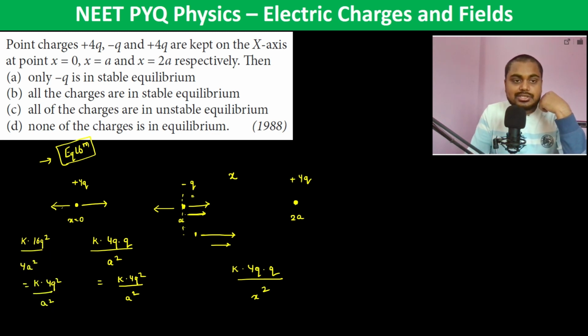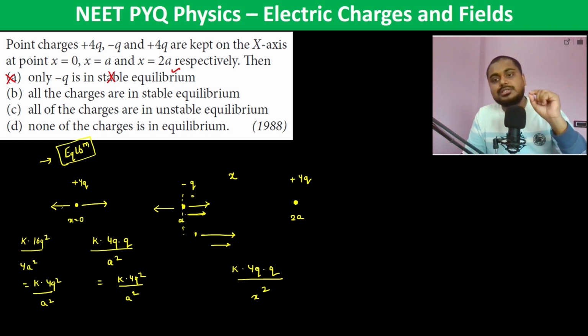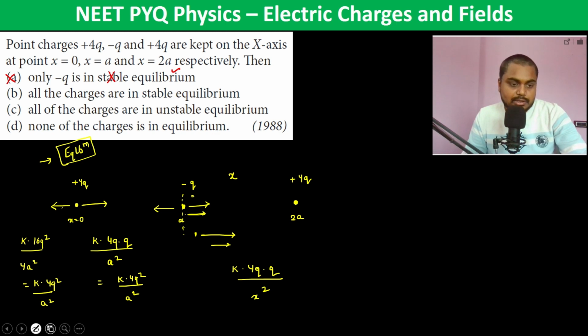So only minus q is in stable equilibrium. No, stable तो है ही नहीं है. It is not in stable equilibrium. Equilibrium is there, but it's not stable. It's unstable equilibrium. Okay. B, all the charges are in stable equilibrium. That is also wrong. Okay. None of the charges in equilibrium. ये भी गलत है. सब चार्ज तो equilibrium में है ही. ये भी equilibrium में, ये भी है, और ये भी इट्स द सेम है ना, ये दोनों सेम ही है.